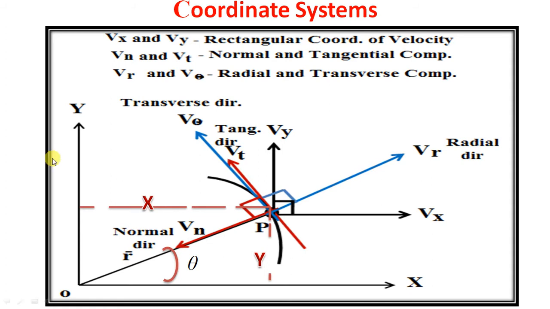Let's say that this is the particle P which is traveling on this curved path. Now we have to locate its position with respect to some reference points. So let's say O is the origin and XY is the coordinate system. According to this coordinate system, we have to locate its position. Generally we prefer the rectangular coordinate system.